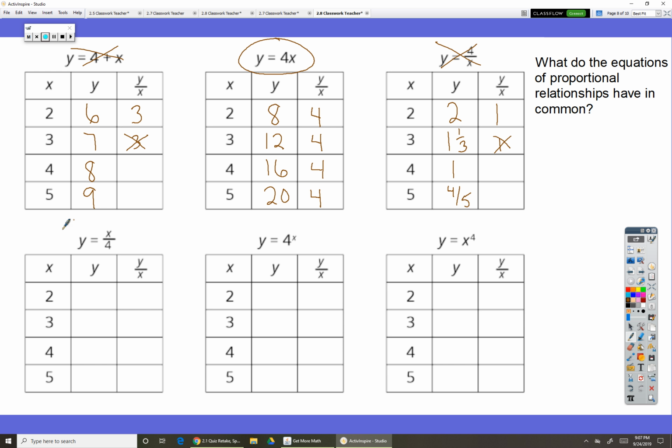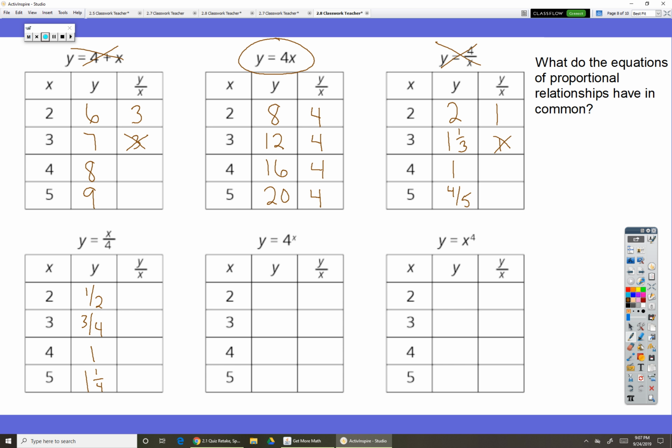Y equals x over 4. This means x divided by 4. If x is 2, 2 divided by 4 is just the fraction 2/4, which reduces to 1/2. If x is 3, 3 over 4 is just 3/4. If x is 4, 4 over 4 is like 4 divided by 4, that's 1. And if x is 5, 5 divided by 4 is 1 and 1/4.